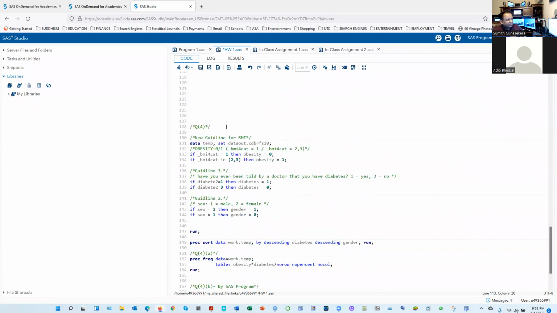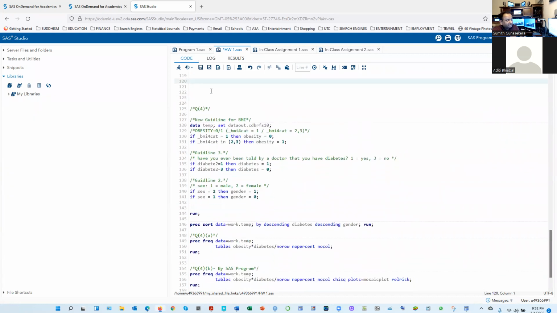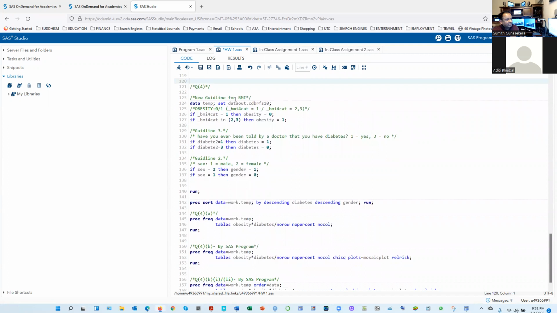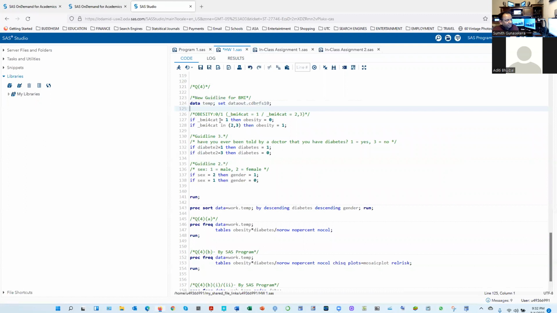Okay, so number 4. New guideline for BMI, data temp. I'm going to call this temp, TEMP. I bring the data. Obesity, 0 and 1 both. Either BMI 4 categories 2 and 3 are put together. If BMI 4 equals 1, then 0. BMI 4 in 2 and 3, then put to obesity 1. It's called obesity 1.